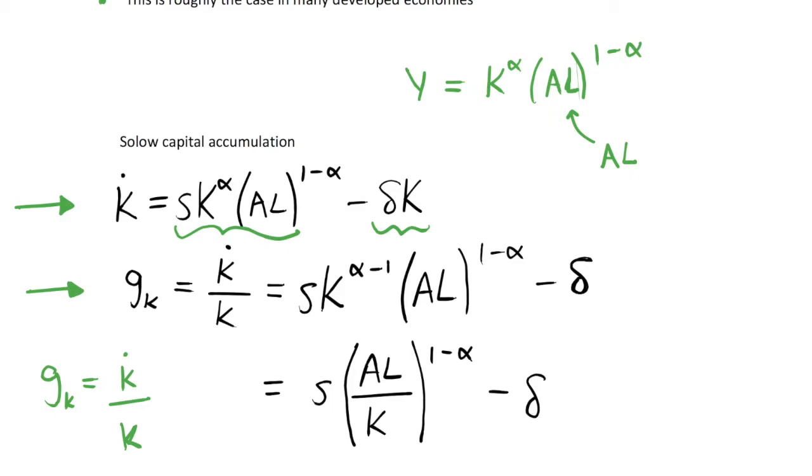So K is going to grow over time, and that's equal to K dot over K. So we can just divide through our capital accumulation equation by K, and we get this right hand side of the equation, and we'll notice that the powers on the K term and the AL term are such that we can put AL over K to the power of 1 minus alpha.